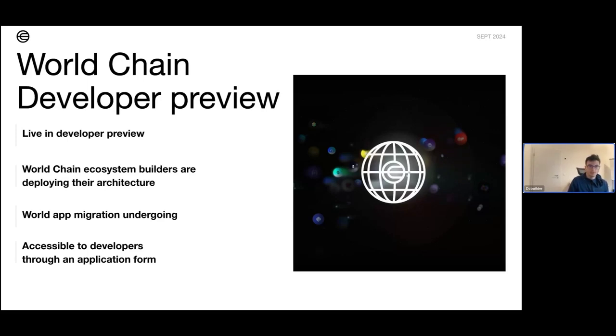And as I mentioned before, we're also migrating the World app. Currently, World app is on Optimism Mainnet. And now we're going to be migrating over to Worldchain.